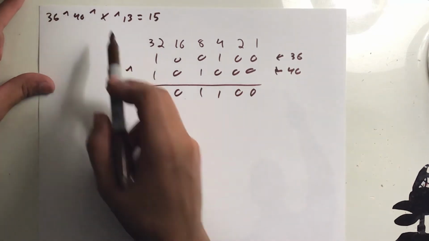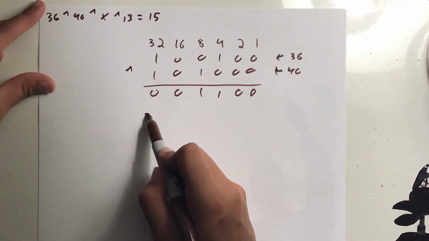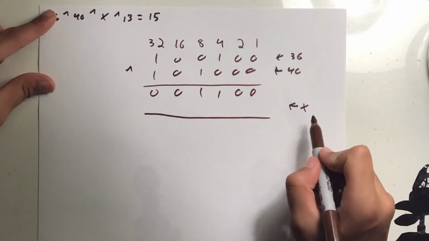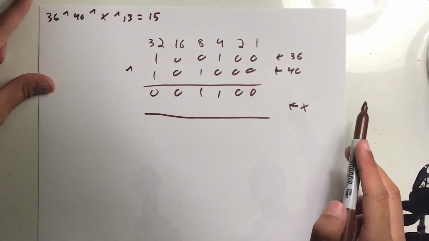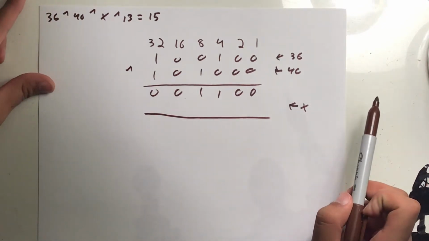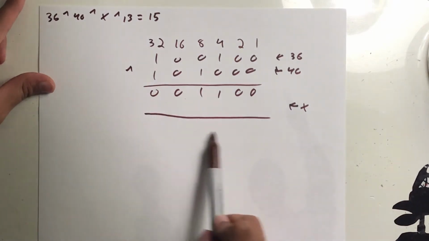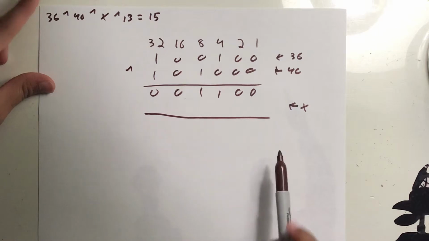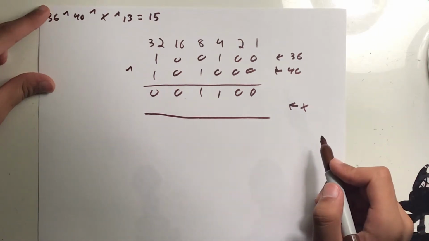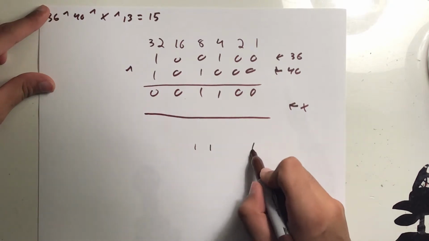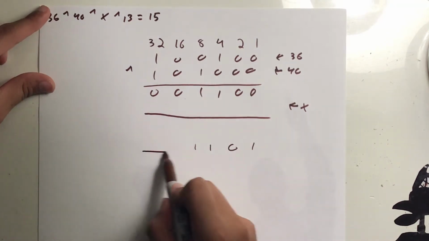And now we need exclusive or x, but we don't know what x is, right? So this is going to be x. We don't know what that is, but we do know that whatever answer it gives us, we're going to exclusive or the answer to 13. So, but what is 13? 13 is just 8 and 4, which is 12, and a 1, right?